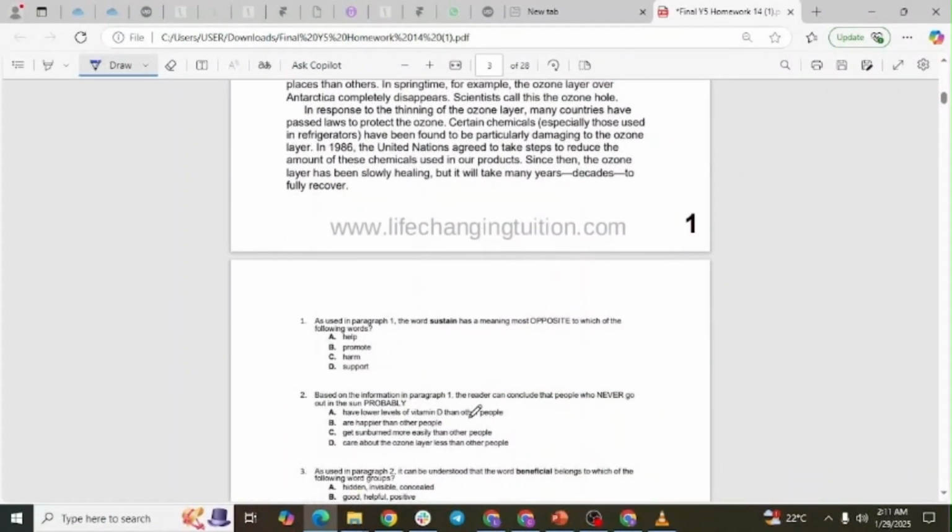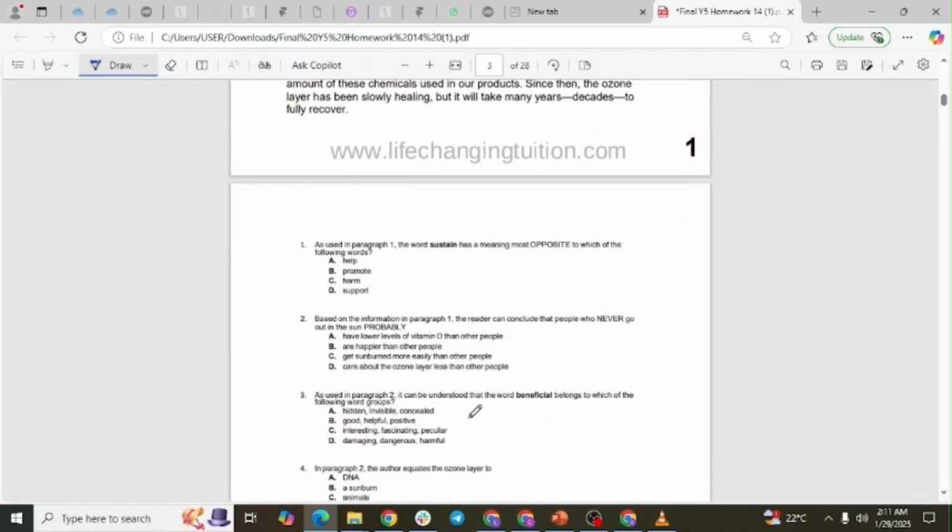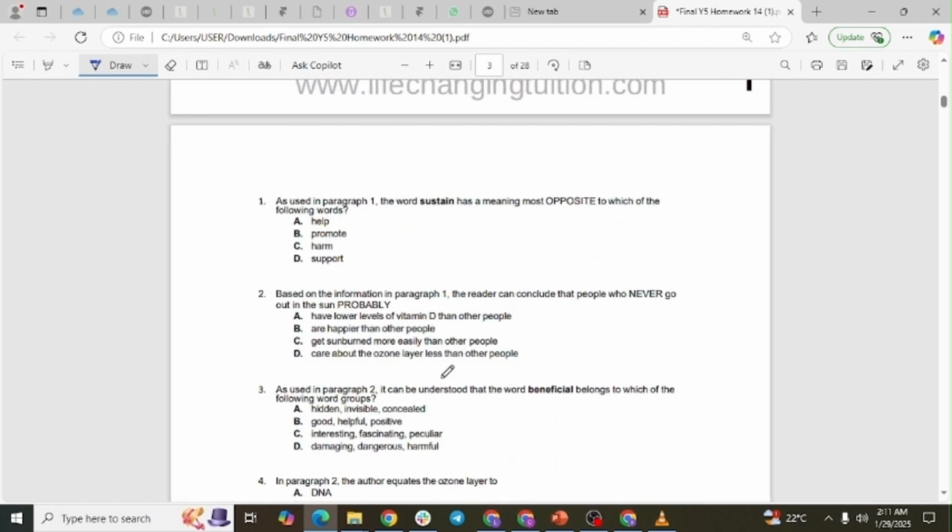Question 1. As used in paragraph 1, the word sustain has a meaning most opposite to which of the following words? A. Help. B. Promote. C. Harm. D. Support. Answer. C. Harm. Explanation. Sustain here means support or maintain. Therefore, the most opposite option is harm.